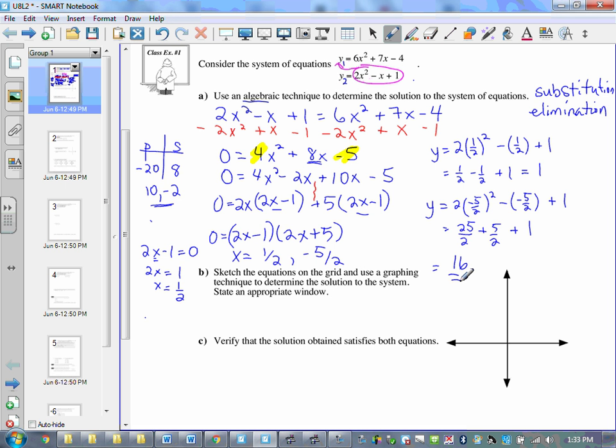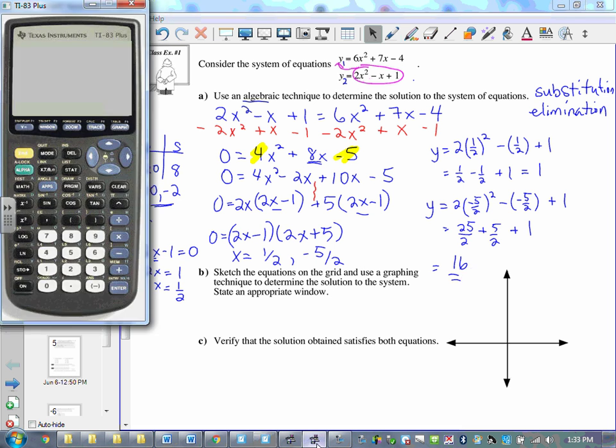And if that was painful for you, you can always take the lazy route out and just put this in your calculator. So let's do our second one, because our brackets are important here. We want 2 times bracket negative 5 halves squared minus negative 5 halves plus 1. And the calculator will do all that work for us. So that is an option.